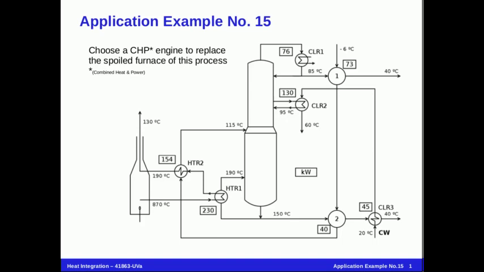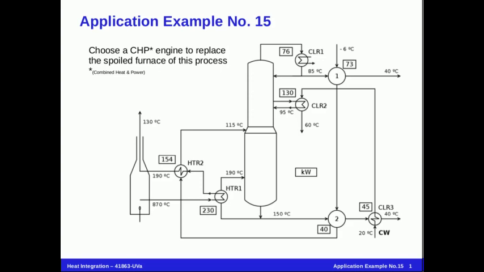Hi everyone, in this example, number 15, we're going to choose a combined heat and power engine to replace the broken, spoiled furnace of this process. This is a common situation. The furnace is broken. We must replace this utility. This is a heating utility, and we're going to want to use a cogeneration, a combined heat and power engine.